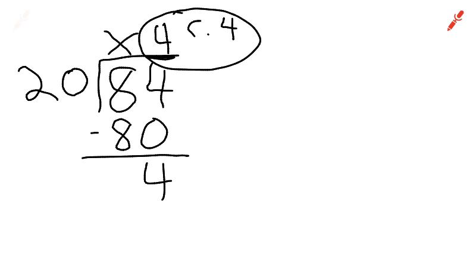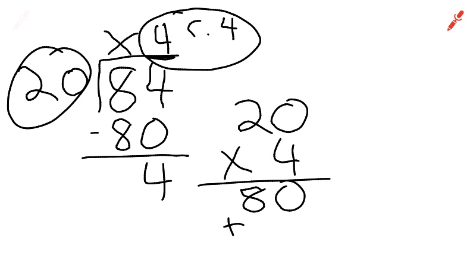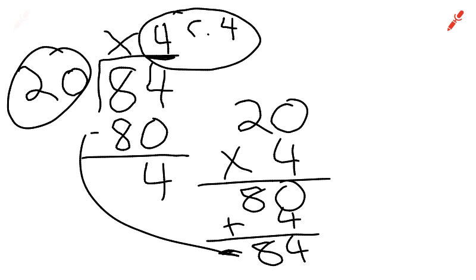The directions do say divide and check. So we need to check it. In order to check it, we take our 20 and we multiply it by what we got in our answer of 4. 20 times 4 is 80, but we also need to add our remainder of 4, and we get 84. If this number here is the same as the number up here, then it checks. And it is. 84 is in both places, so it does check. Let's do one more.